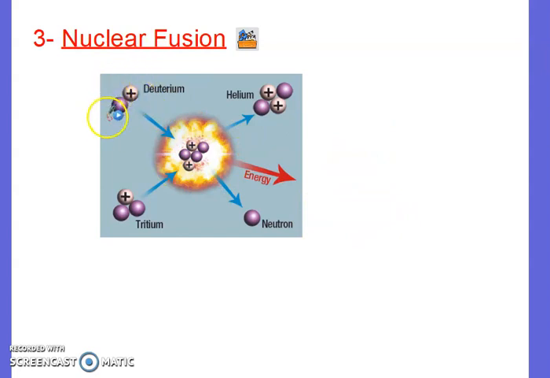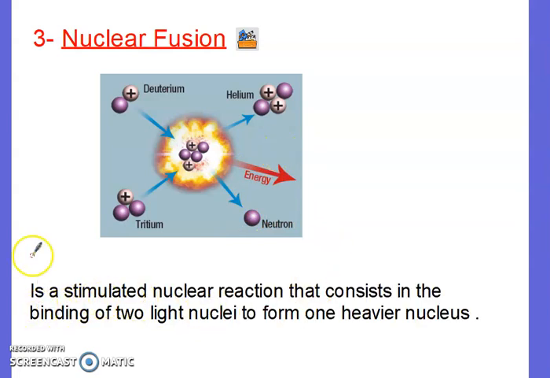We have deuterium here, a hydrogen isotope, and tritium, also another hydrogen isotope. This reaction is not only confined to deuterium and tritium. You may have any two hydrogen nuclei collide together to produce a heavier nucleus. In this reaction it produces helium, which is heavier than these nuclei, and a neutron, but with a huge amount of energy. So this is by heart.